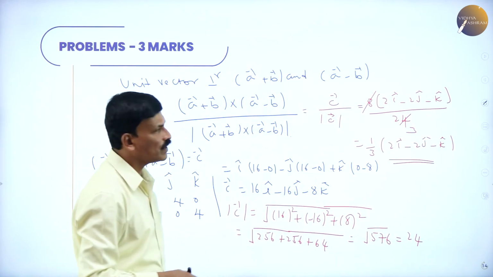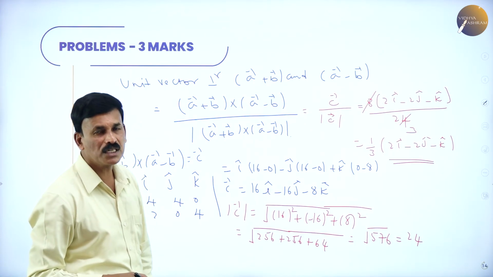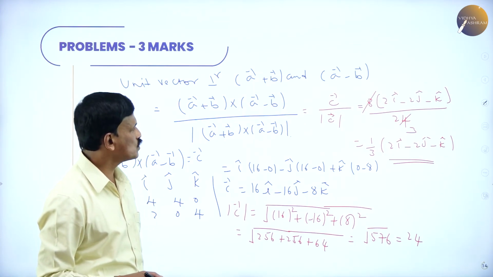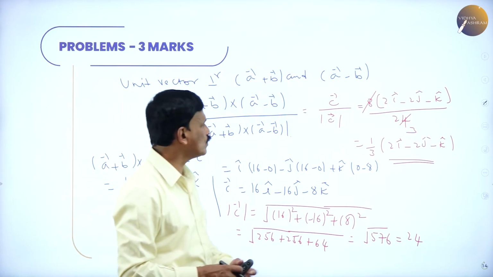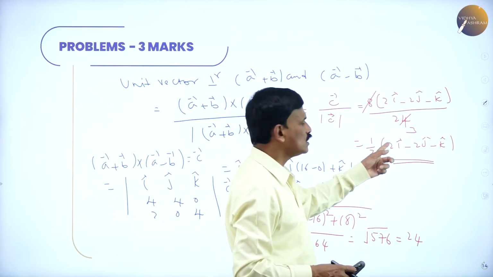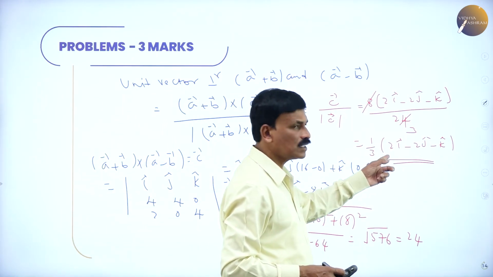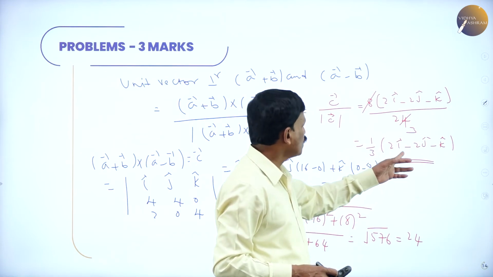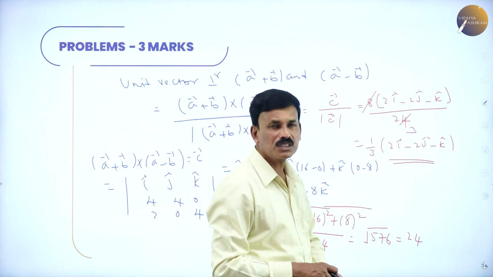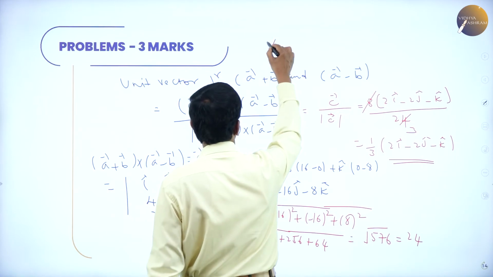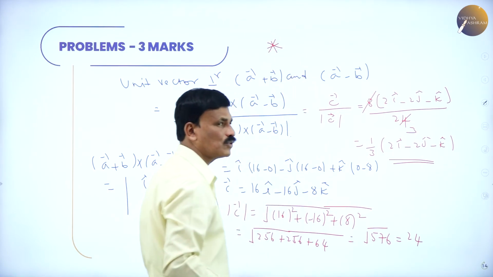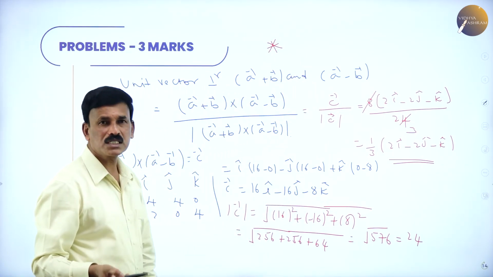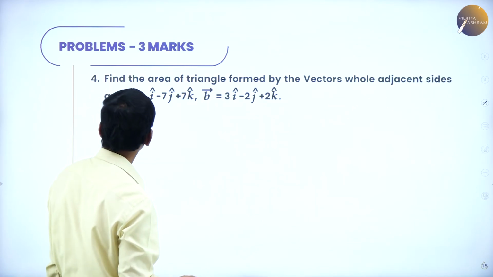So c cap, that is a unit vector along vector a plus b and a minus b, is 1 over 3 times (2i minus 2j minus k cap), or if you want, you can also write 2 by 3 into i cap minus 2 by 3 j cap minus 1 by 3 k cap. Anyway, this is an important problem. Very, very important. Now let us come to the next type of problem.